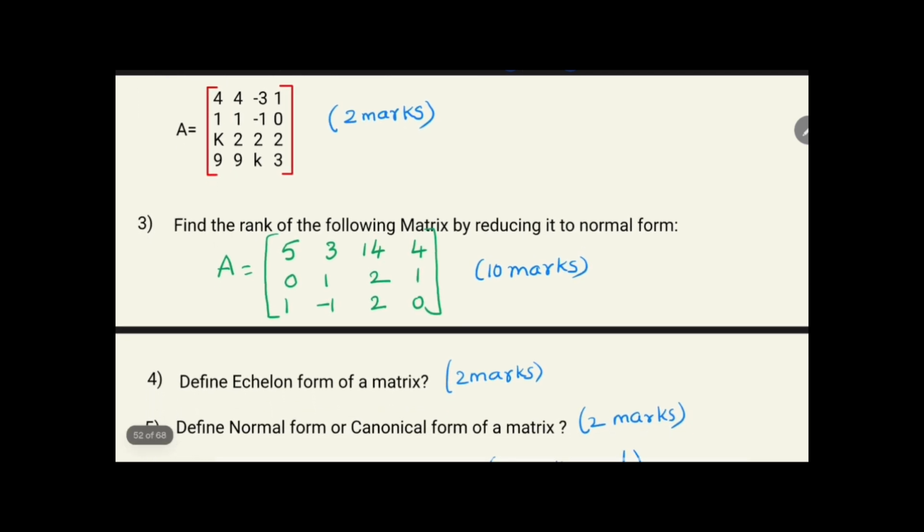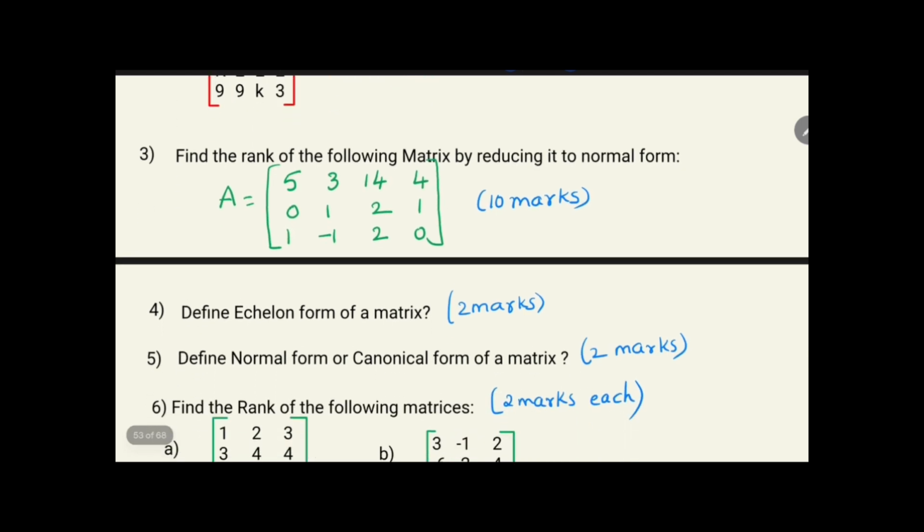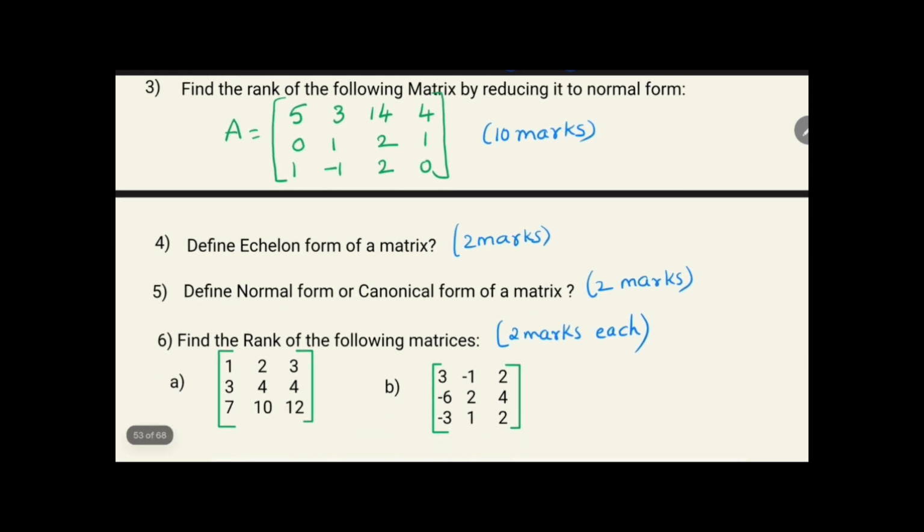Next, find the rank of the following matrix by reducing it to normal form. This is for 10 marks. Normal form, I've already told you the steps. This should be first 1. Make it 1. So swap it with row 3. Okay. Next, these are some 2 marks and 1 mark questions. This can be asked for 1 mark or 2 marks. This can also be asked for 1 mark or 2 marks. Define echelon form of a matrix and define normal form or canonical form of a matrix.